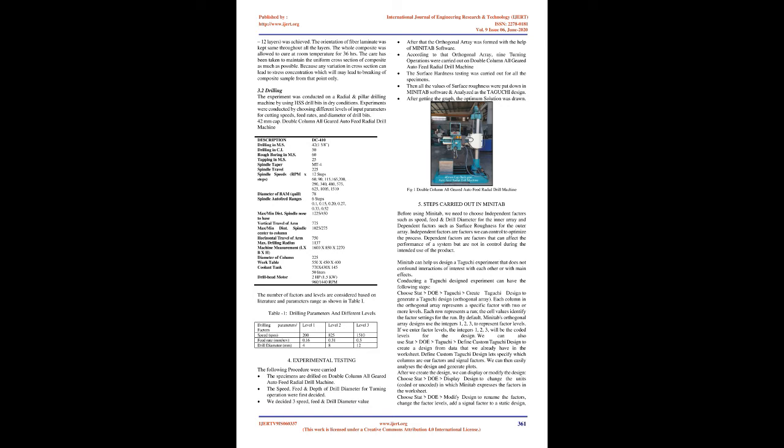point only. 3.2 Drilling. The experiment was conducted on a radial and pillar drilling machine by using HSS drill bits in dry conditions. Experiments were conducted by choosing different levels of input parameters for cutting speeds, feed rates, and diameter of drill bits. 42 mm cap. Double column all geared auto feed radial drill machine.